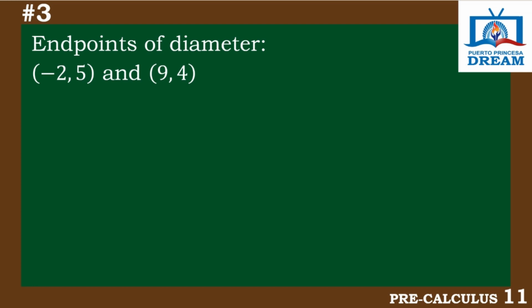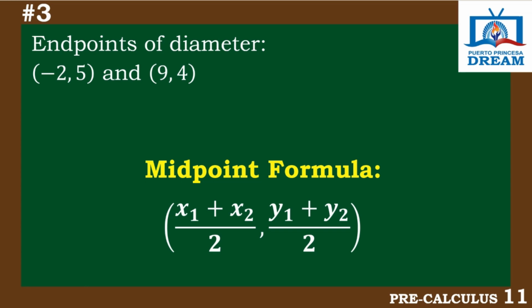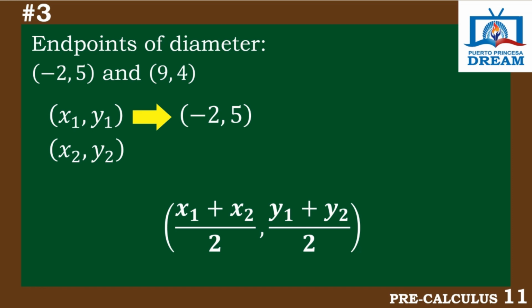For the third problem, it states that the endpoints of the diameter of a circle are (-2, 5) and (9, 4). We need to find the center along the diameter, which is the midpoint of these two coordinates. To do this, we will use the midpoint formula. This formula needs the coordinates of the first endpoint, x sub 1, y sub 1, and the coordinates of the second endpoint, x sub 2, y sub 2. From the given, our first point is (-2, 5), and the second point is (9, 4).